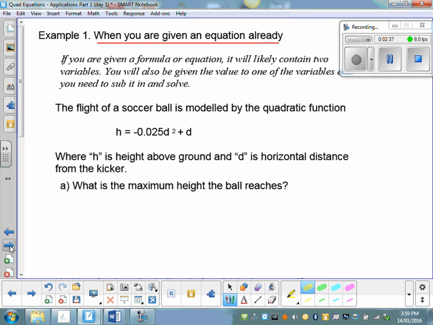One type of problem that we get is when you are given an equation already. So we'll start with one of those. The flight of a soccer ball is modeled by the quadratic function. So here we're given the equation. H represents the height above the ground. So that's what H is. It's in the y spot. And D is the horizontal distance. So that's the one that is in the x spot.